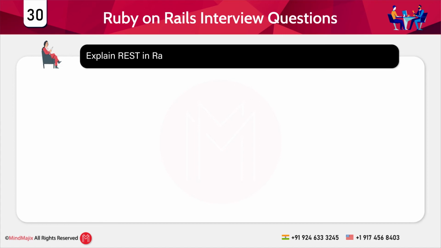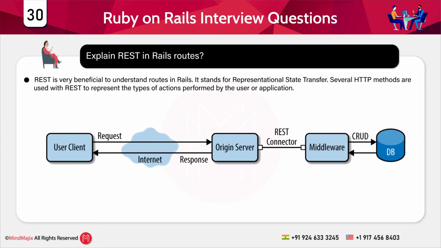Explain REST in Rails routes. REST is very beneficial for understanding the routes in Rails. It stands for representational state transfer. Several HTTP methods use the REST feature. REST is a web service. This feature is used to represent the types of actions performed by the user or the application.